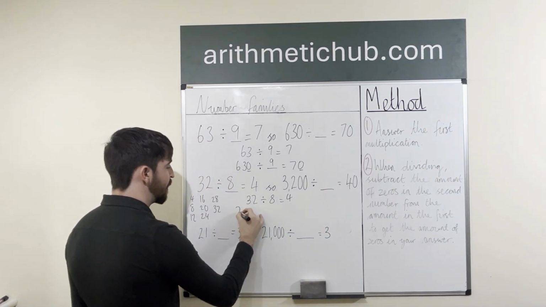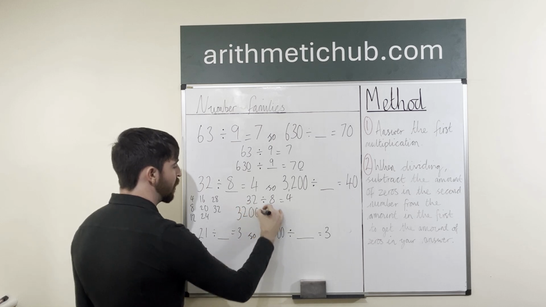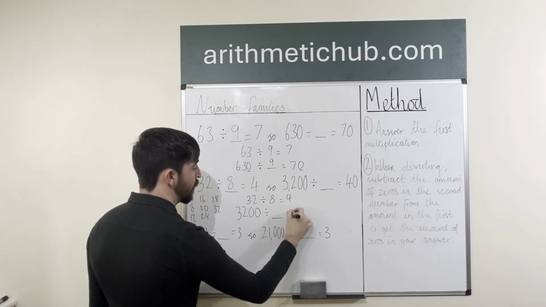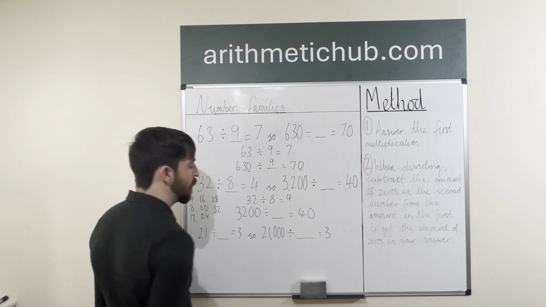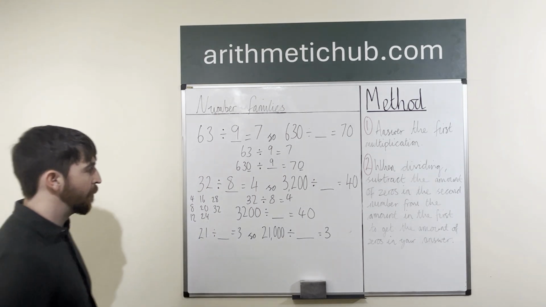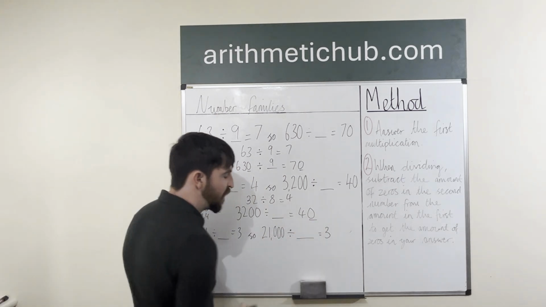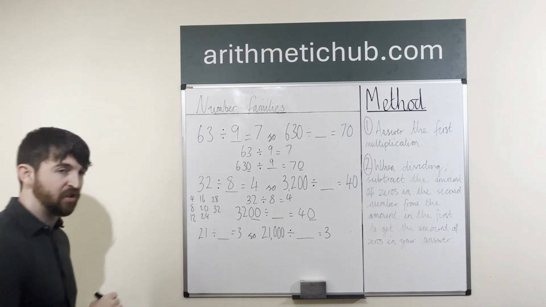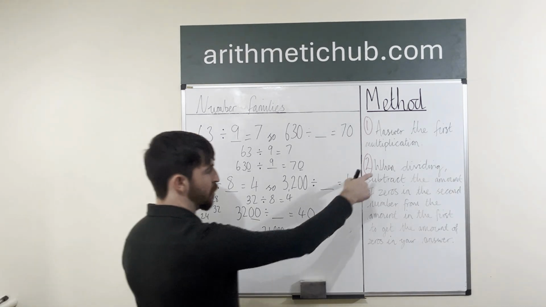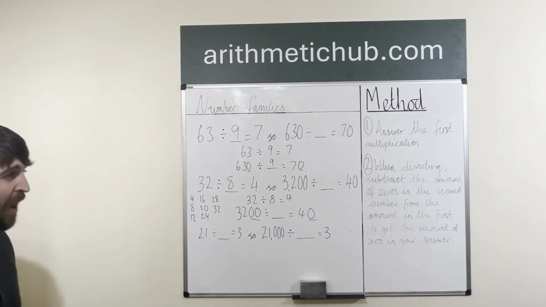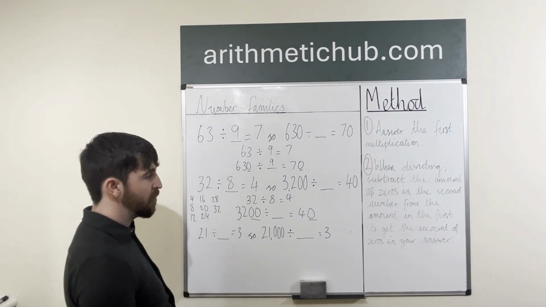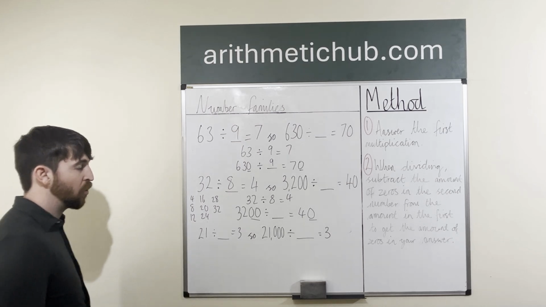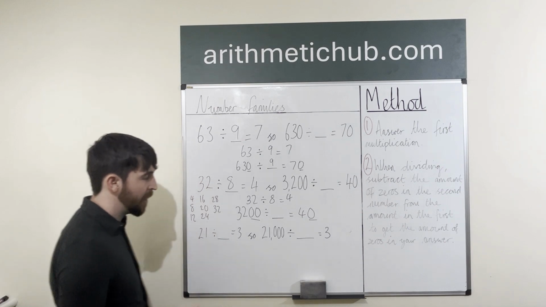Okay, if I've got 3,200 divided by something, it's going to give me 40. Now it becomes a little bit more of a challenge because I've got 1 zero in my answer and 2 zeros in my question. So this is when this method comes in really handy. When dividing, subtract the amount of zeros in the second number from the amount in the first number to get the amount of zeros in your answer. Put 1 zero in my answer.